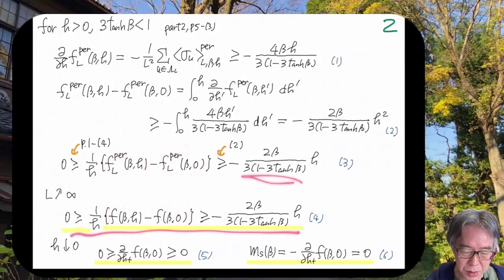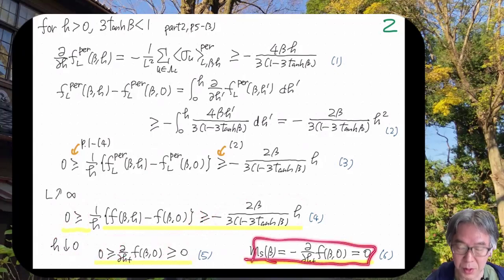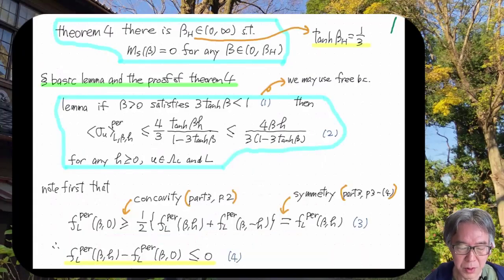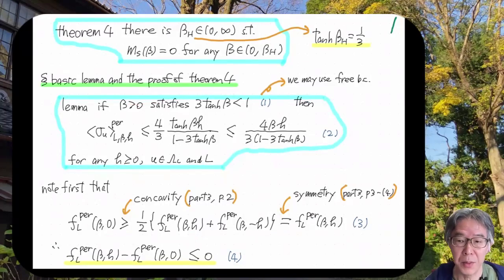So nothing else depends on L. So we get this, and then finally we let h go to 0 from above. And this, by definition, converges to the right derivative, and this is 0, and this converges to 0. So this means that the right derivative is 0. And this proves that the spontaneous magnetization is vanishing. Okay, so that's the end of the proof of theorem 4. So of course, our main job in this part is to prove this lemma.